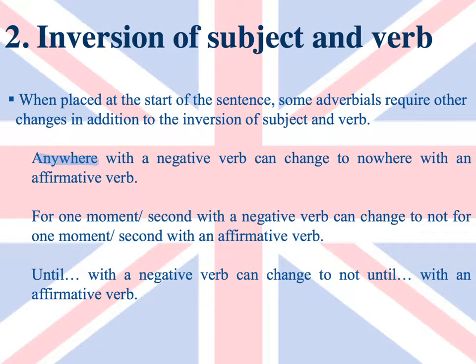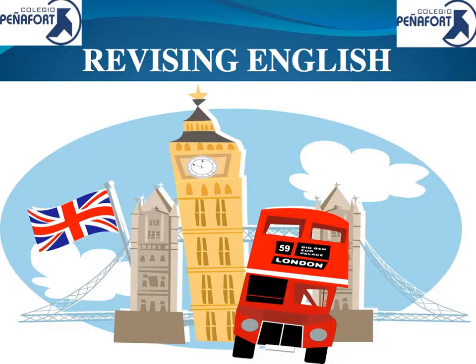Anywhere with a negative verb can change to nowhere with an affirmative verb. For one moment or second with a negative verb can change to not for one moment or second with an affirmative verb. Until with a negative verb can change to not until with an affirmative verb. Here we finish revising English from Unit 2.